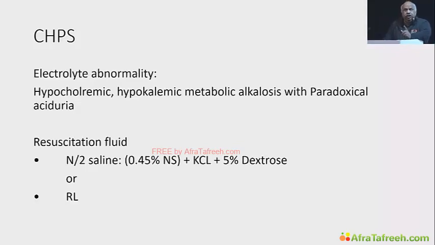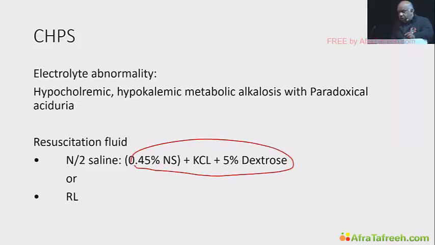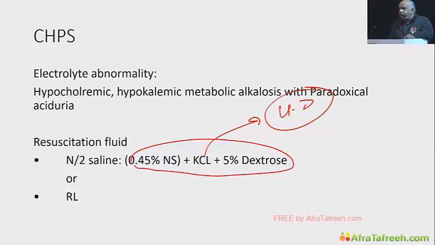And never operate on the patient unless you have corrected the electrolyte imbalance. Fluid of choice is N/2 saline with potassium and dextrose. Potassium is only added when urine output starts. This was in INICET last year, a one-line true or false. So potassium is only added when the child starts passing urine. Till the time the child is not passing urine, don't give it.